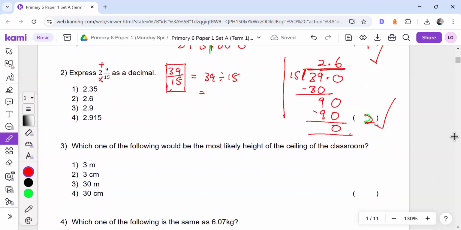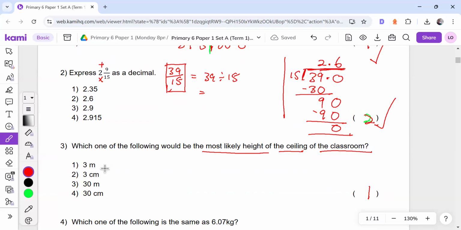Question 3, your answer is number 1. Anyone got a mistake? This is estimation. Which of the following would most likely be the height of the ceiling of the classroom? Now, you have to look at real life examples, like in your house, you look at your ceiling.